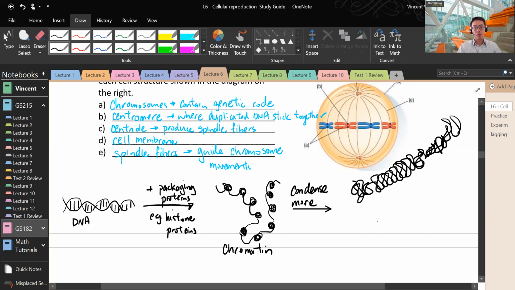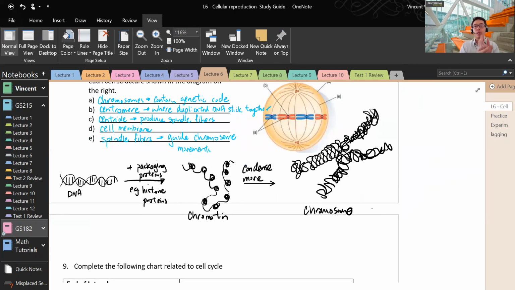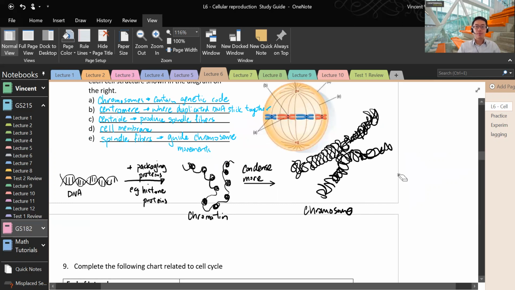Let's try to draw this thing. It's very, very condensed. Then we get our chromosome. Basically, it's all DNA and proteins, but depending on how compact it is, we call it by different names. The whole thing is a chromosome, but this copy and this copy are identical, and we call these the sister chromatids.